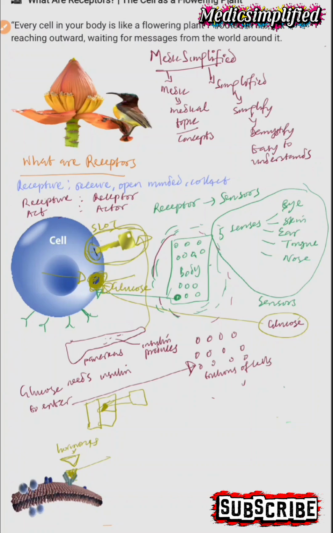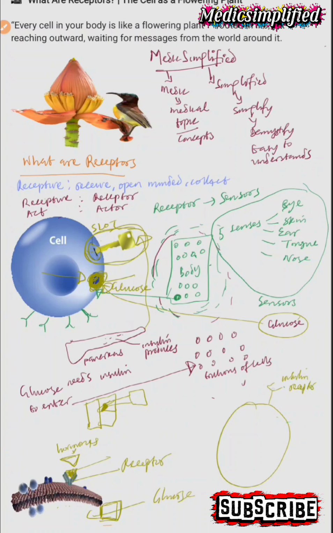When it slots in on top of this receptor, then glucose can now enter into this cell. Glucose itself has its own door, its own entrance. It's like a house that has two doors. So this is the cell. On top of here is a receptor. It's an insulin receptor.